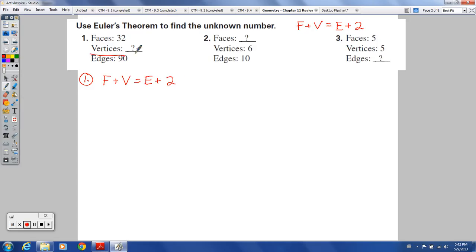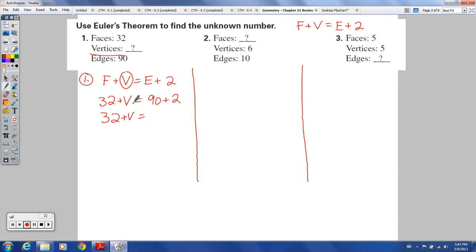So here we are missing vertices. We're going to be missing this part right here. We plug in 32 for the faces, we don't know V, and we plug in 90 for the edges. We just work this out from here. You can subtract 32 from both sides. It tells you that your answer would be V is 60. So there should be 60 vertices for number 1.